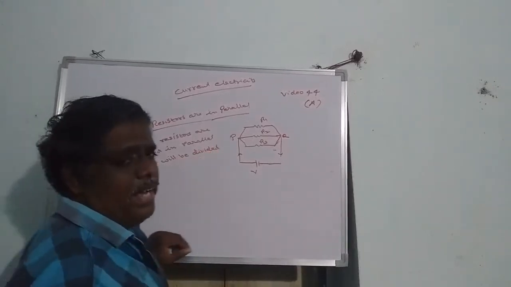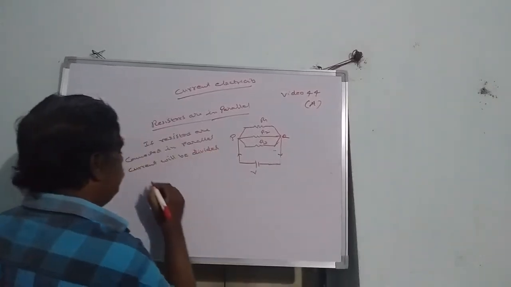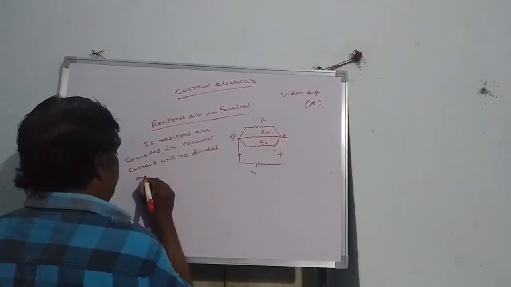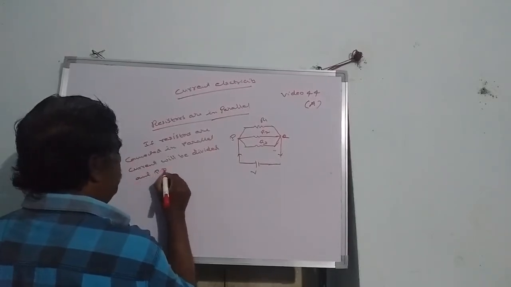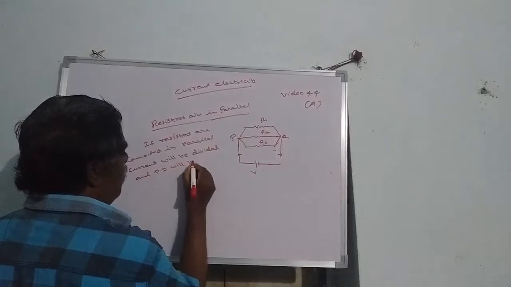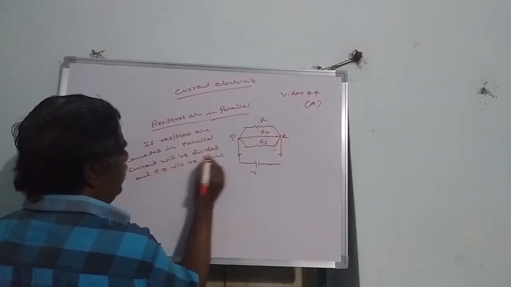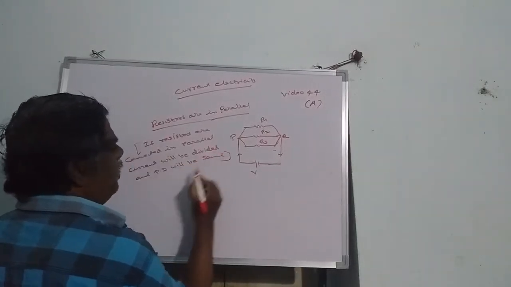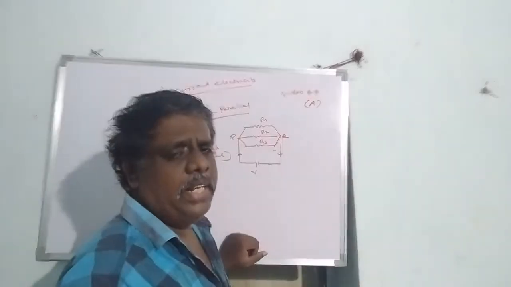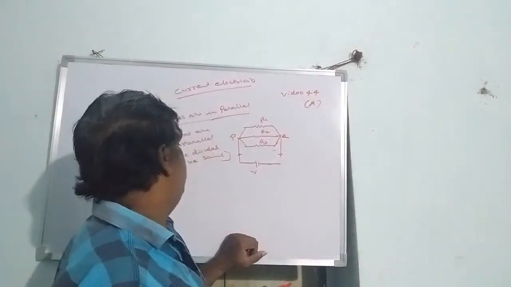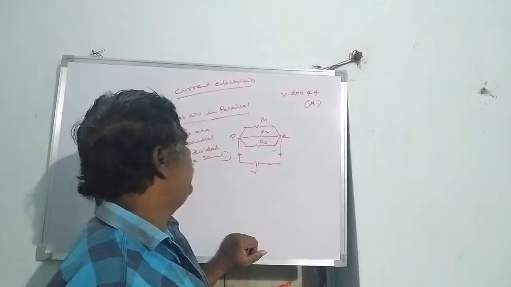Current will be divided across each resistor, and the potential difference (PD) will be the same across each resistor. This is the important point we have to remember. If resistors are connected in parallel, the same potential passes across each resistor.